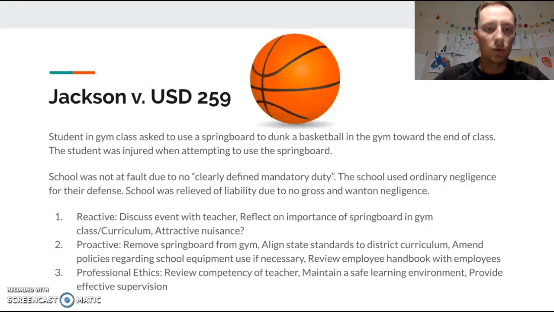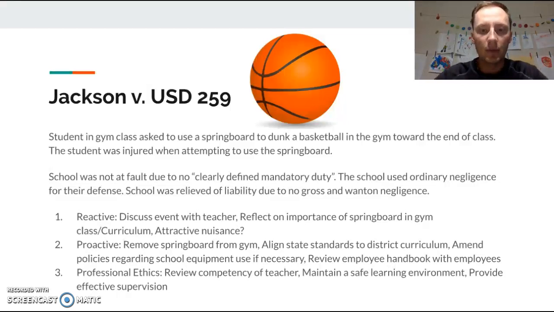What ended up happening, the school was not at fault due to no clearly defined mandatory duty of the employee. The school used ordinary negligence for their defense, which is that they failed to take reasonable precautions. So basically the student failed to take reasonable precautions knowing that this could be a dangerous act. The school is relieved of liability due to no gross or wanton negligence.